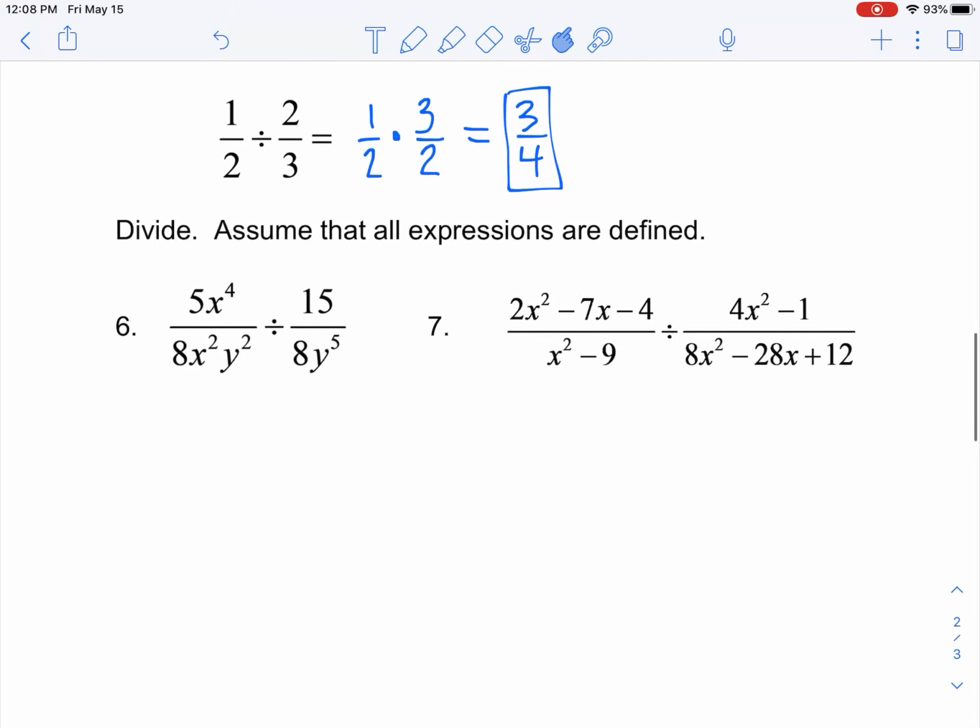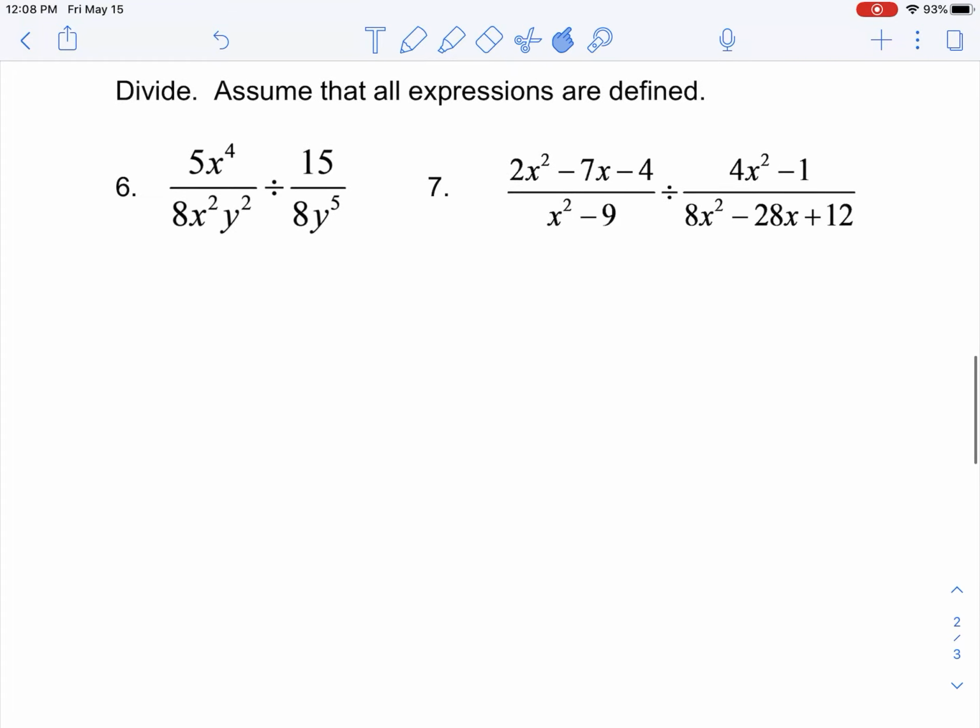So now let's apply that to our rational expressions. So our directions say to divide and assume that all expressions are defined. So again, whenever you see this, assume that all expressions are defined. You do not need to say what x cannot equal. So don't worry about that part if you don't have to.